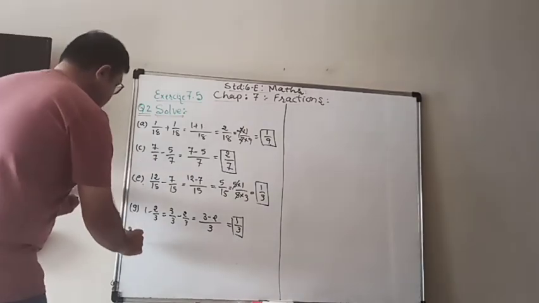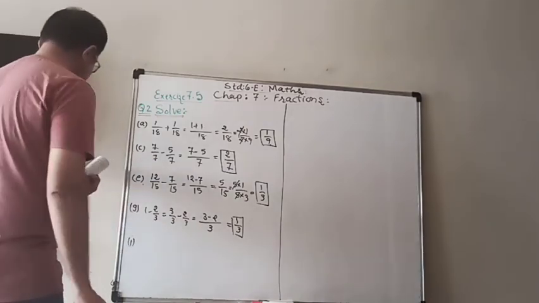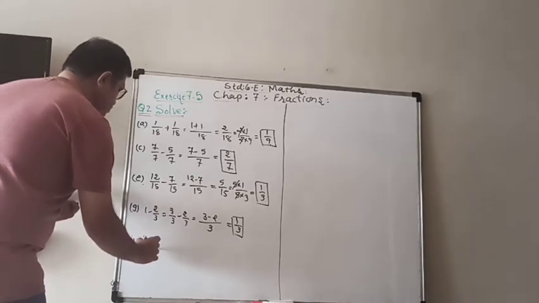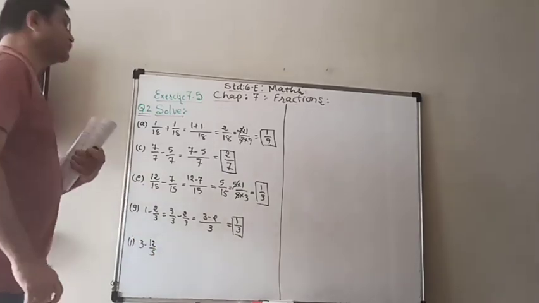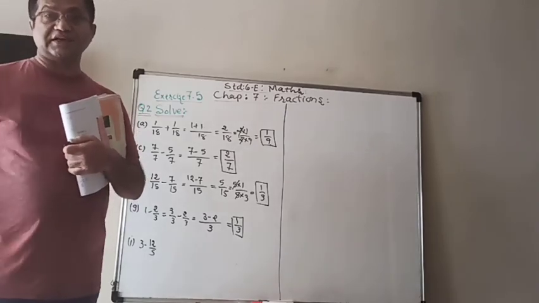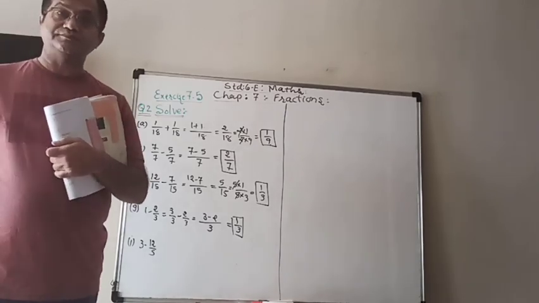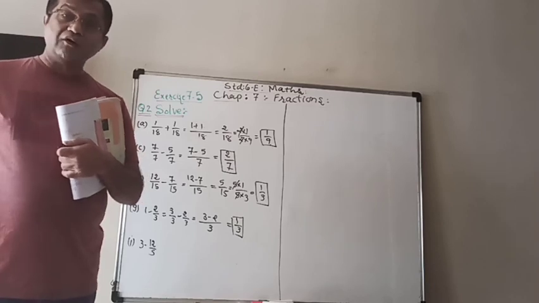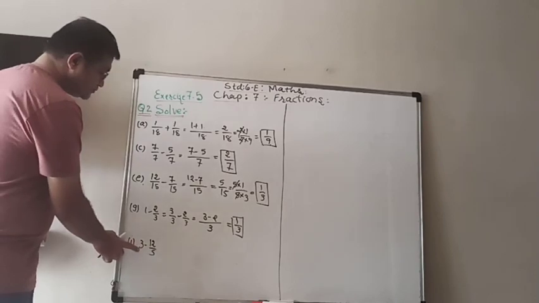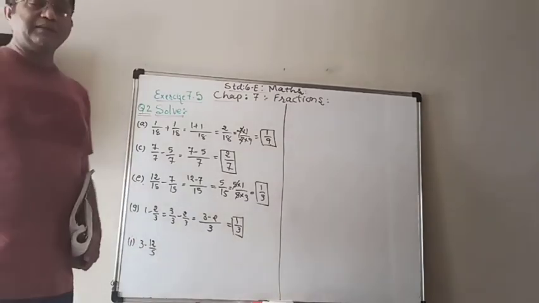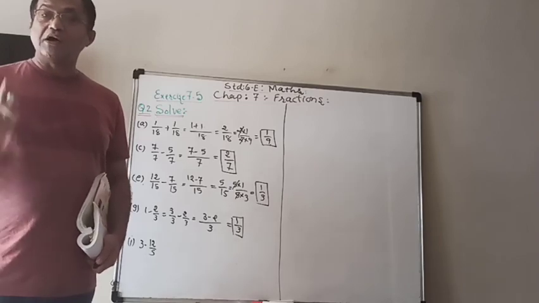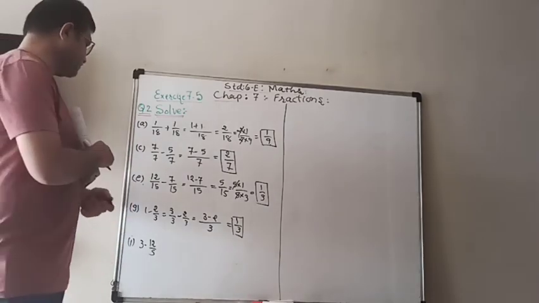And the last, I: 3 minus 12 upon 5. So now here 3 is there. There is no denominator. Now what can we do? So we can find the same equivalent fraction of 3 such that it will have 5 in the denominator.